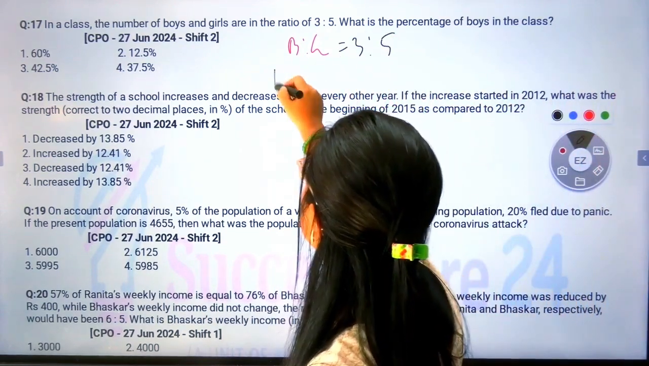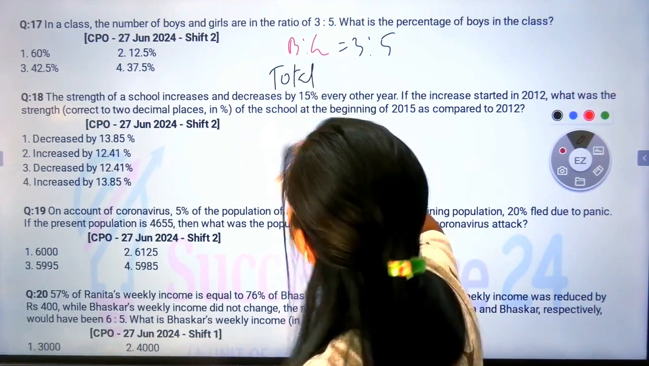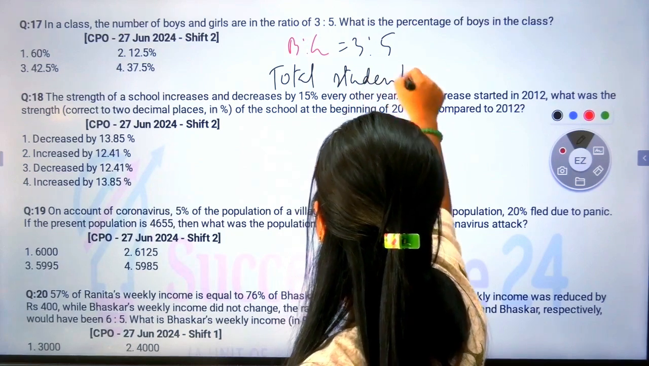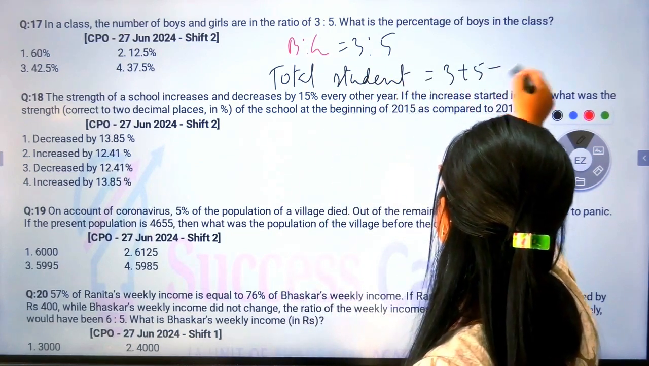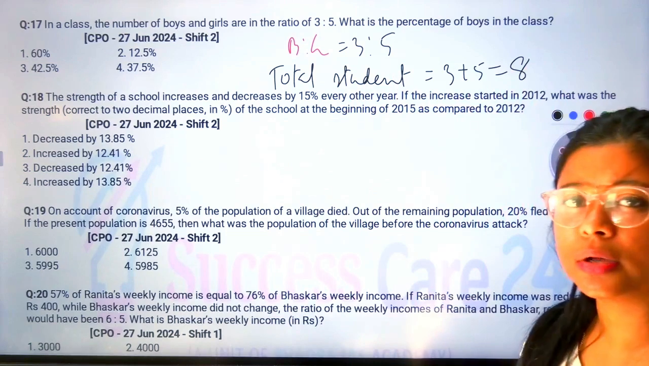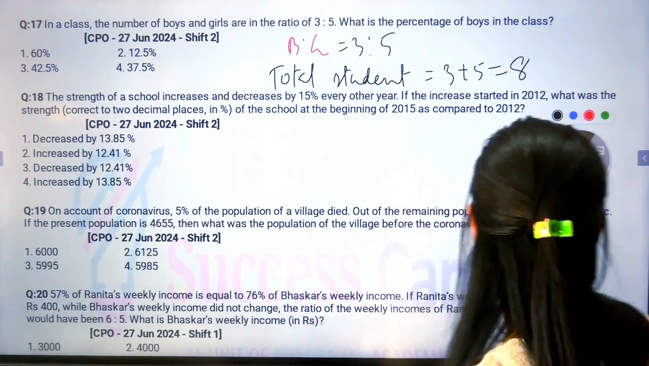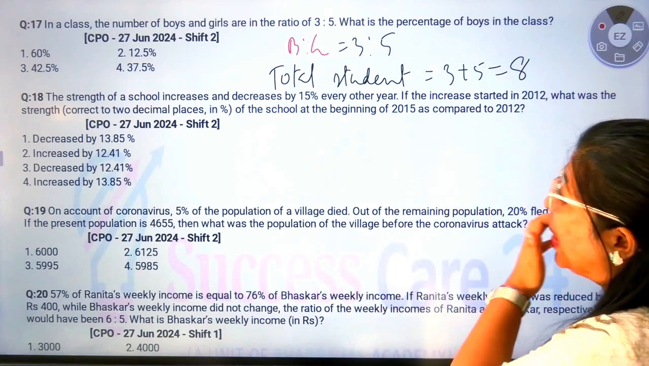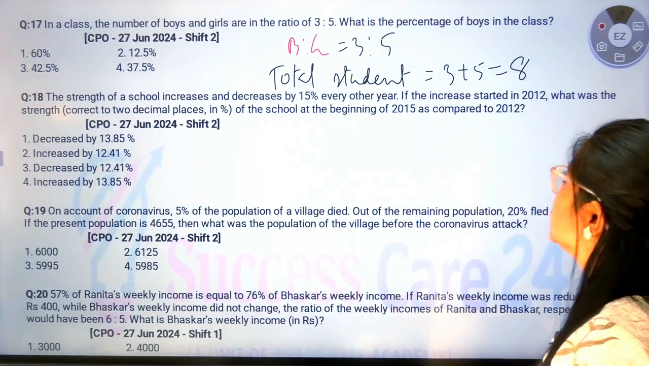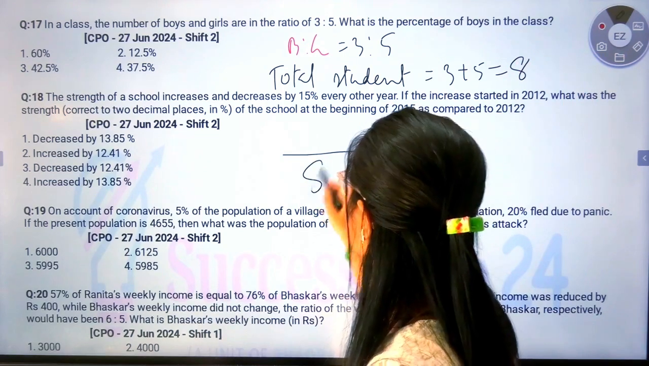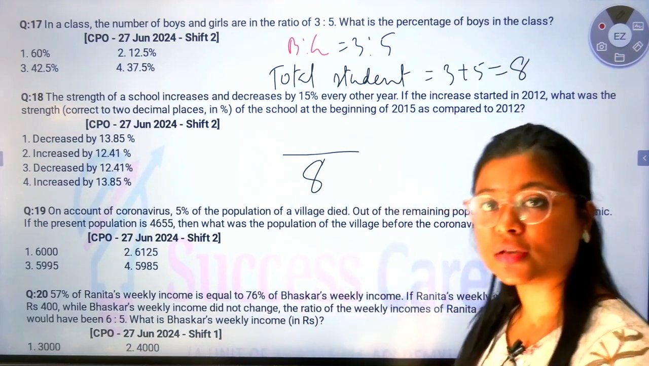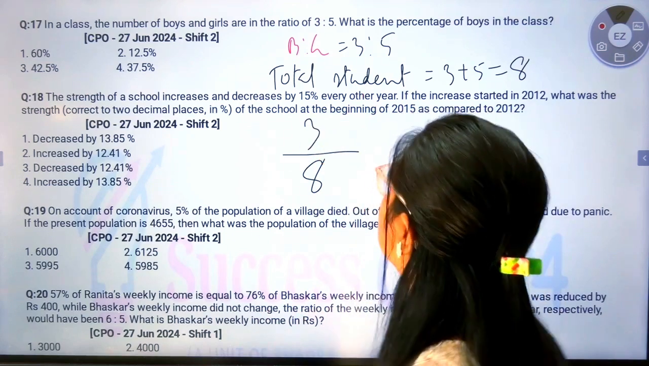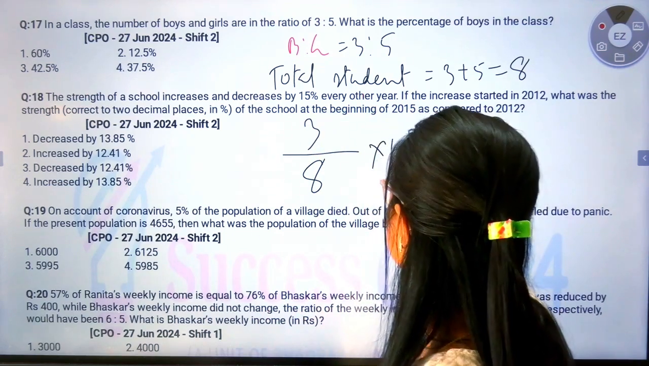Because the boys and girls ratio is 3:5, that means total students would be 3 plus 5, 8. You can put x, or you can do it without putting x also. So total students would be 8. So what percentage are boys in the class? Upon 8, because total students is now 8, how many are boys? Boys are 3. So the percentage of boys is 3 by 8 multiplied by 100%.